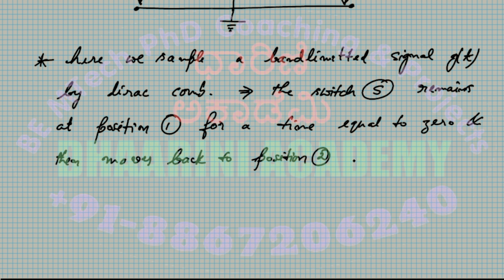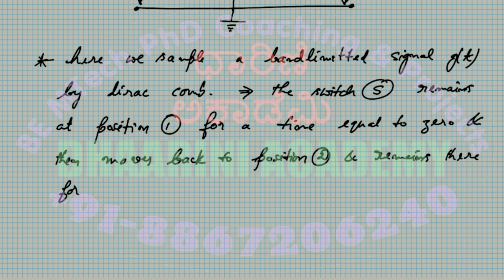And what's the duration? It remains at 2 for the remaining duration, that is the sampling duration, equal to Ts. Okay, and I can write it remains there for a time equal to, let's write it in that way, that makes more sense.